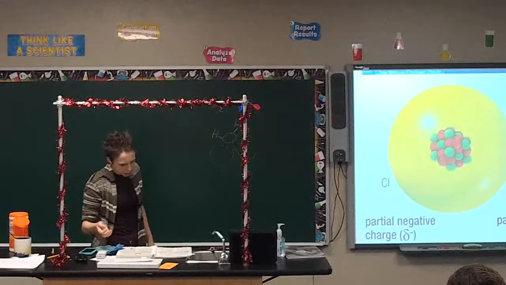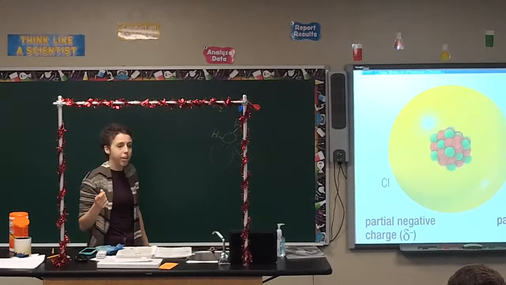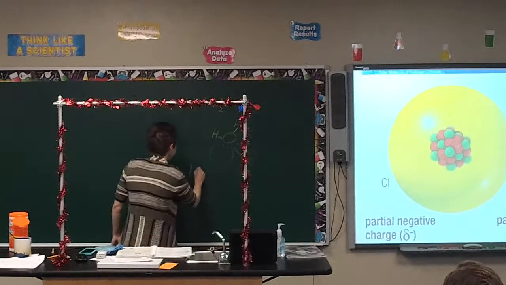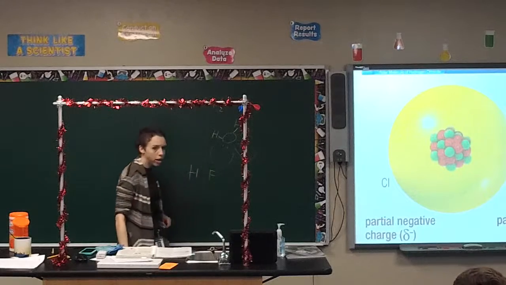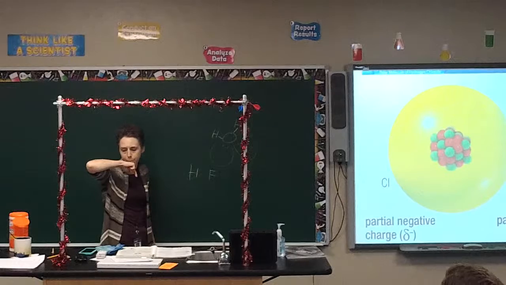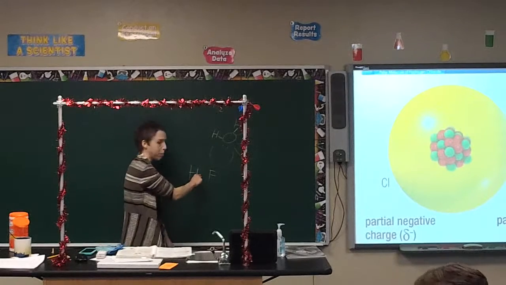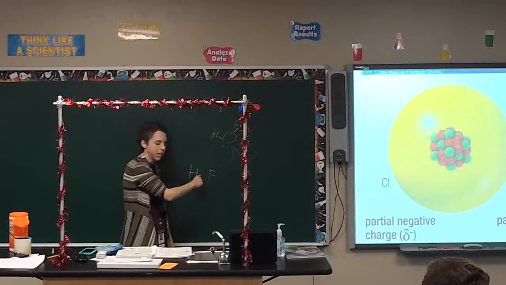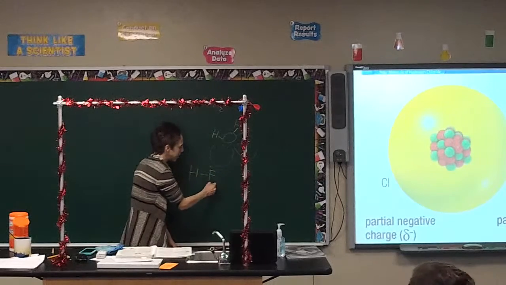Alright, so your book points out another example with hydrogen and fluoride. If you have hydrogen and fluoride together, how many valence electrons does fluorine start with, Quentin? 7. So how many more does it need to be happy? 1. So you would have what type of bond, single, double, or triple? Single. And then you would have 3 regions of unpaired electrons.